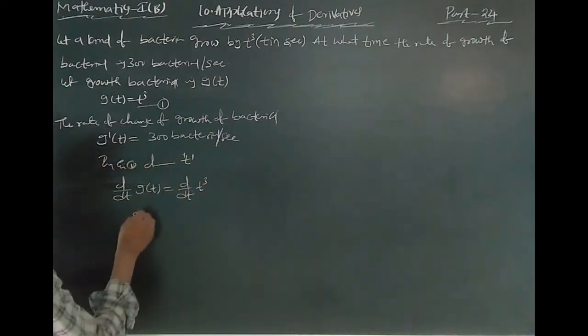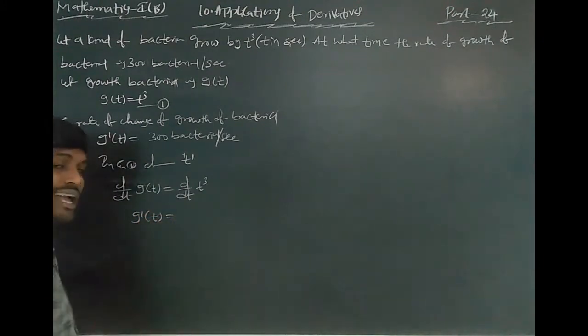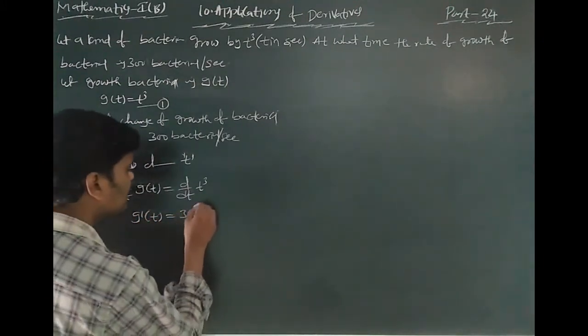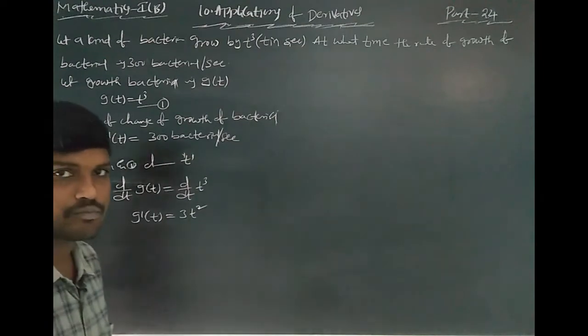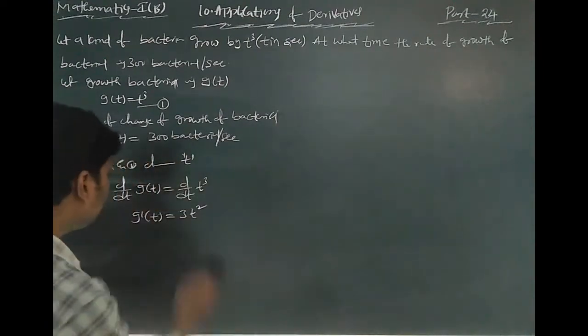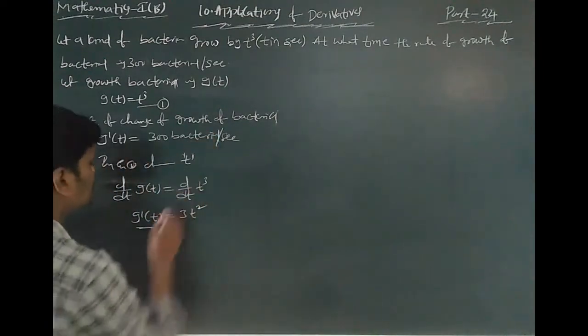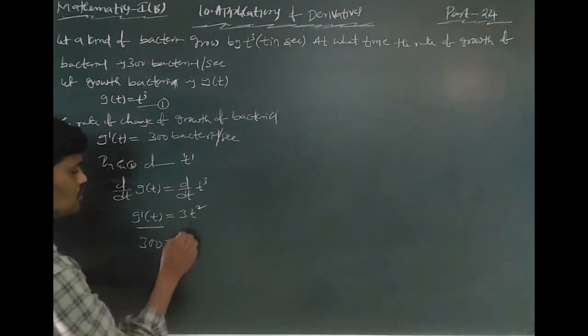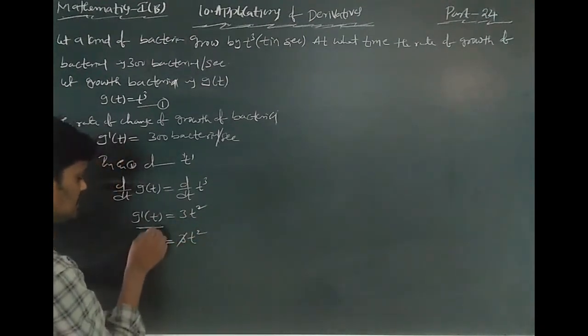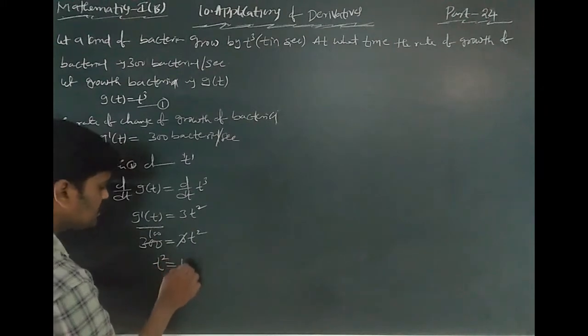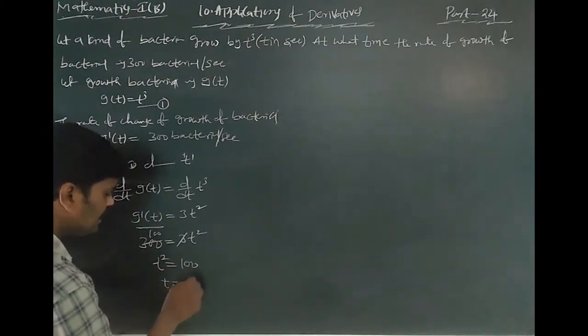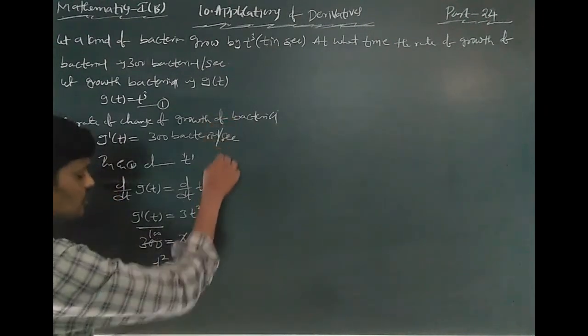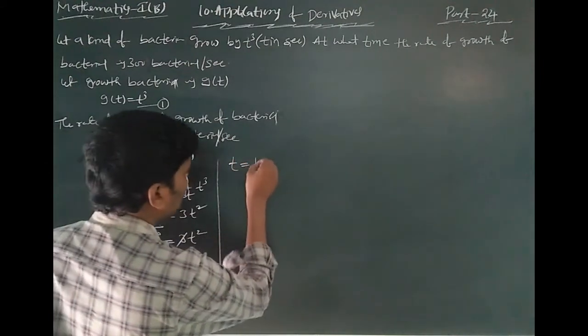What is the derivative of g of t? G of t derivative is g dash t. T cube derivative is 3t square. Understood or not? Here g dash of t value is given, that is 300, equal to 3 into t square. 3 ones are 300s. You get t square value is 100. Then t value is square root of 100, which is plus or minus 10.